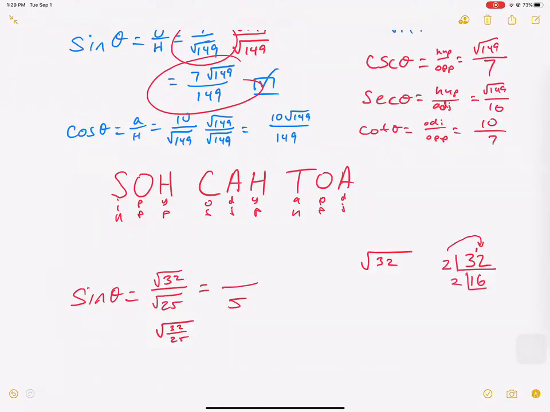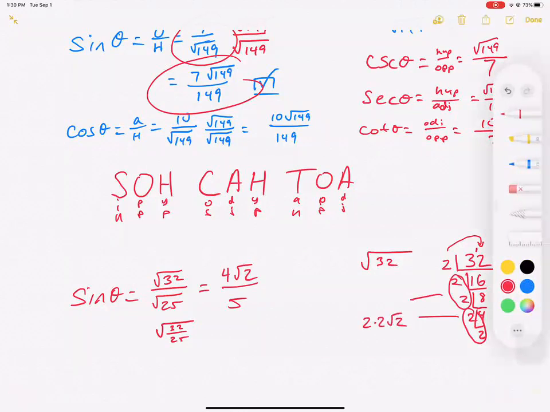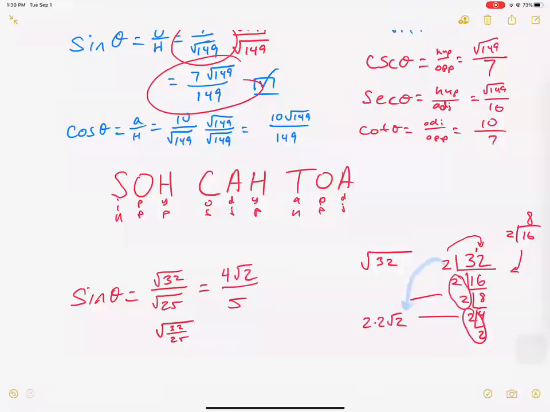2 goes into 16 8 times. This is actually an upside down division, folks. That says upside down division. 2 goes into 8 4 times. 2 goes into 4 2 times. And for square roots, we circle our pairs. 1 pair, 2 pairs. So we have 2 times 2 is 4, left over 2. That's 2 times 2 left over 2. That's how we end up with the 4.